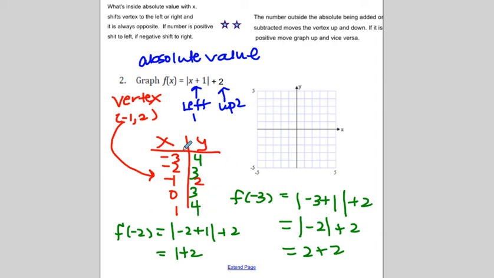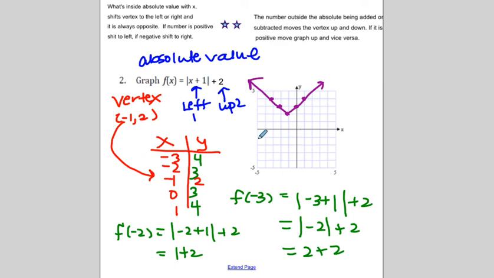Now I'm going to go ahead and plot these points. And I should be thinking, what does an absolute value function look like? It should be a V. So we have (-3, 4), (-2, 3), (-1, 2), (0, 3), and (1, 4). And I should be seeing that this is my absolute value function. So there it is graphed.